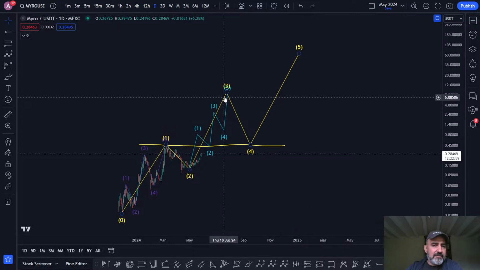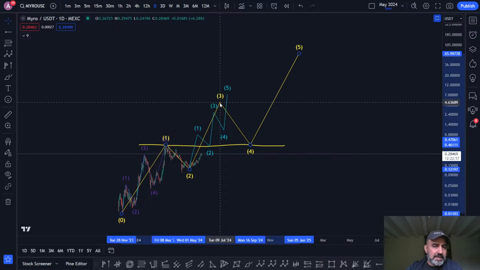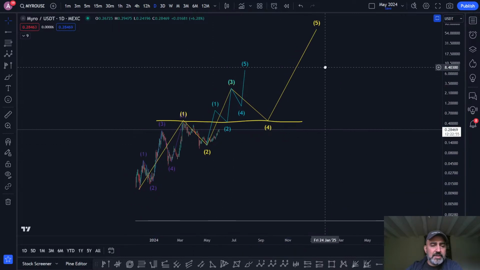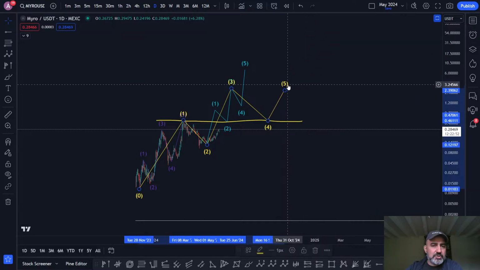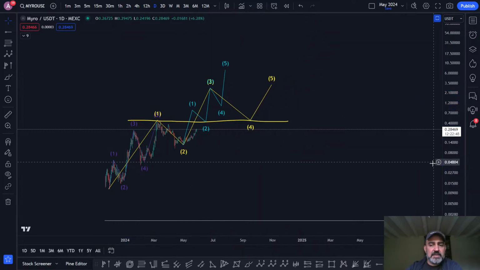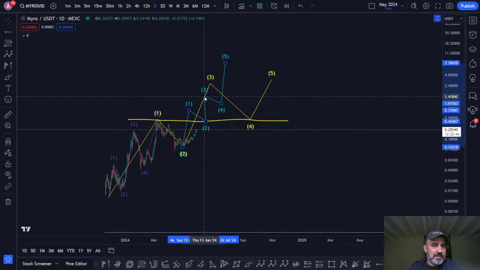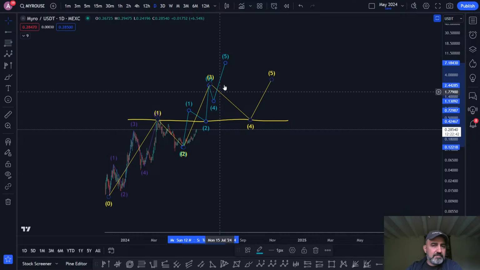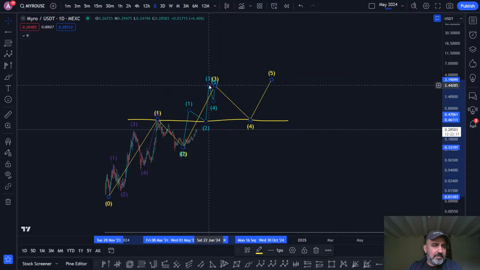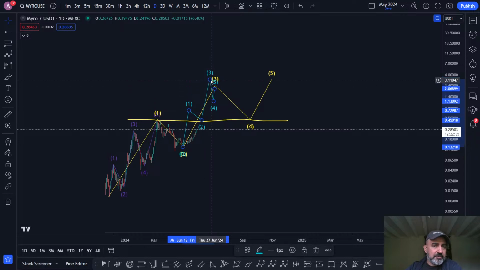If the wave 3 is shorter than the wave 1, then this 5 has to be shorter than the 3. Has to be. So it helps, because if suddenly you see there's 5 waves and the wave 3 actually ends up being kind of mediocre, like that. Let's say that happens. You get some kind of price action like that.